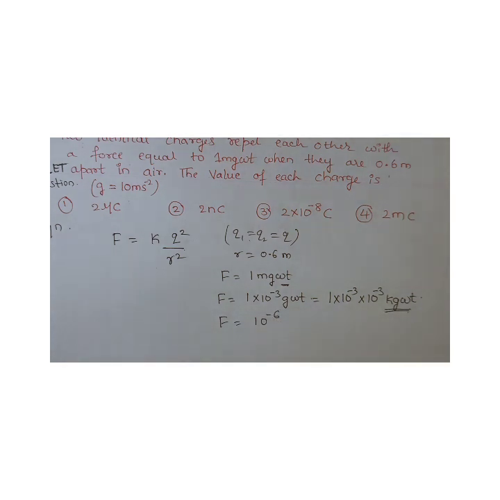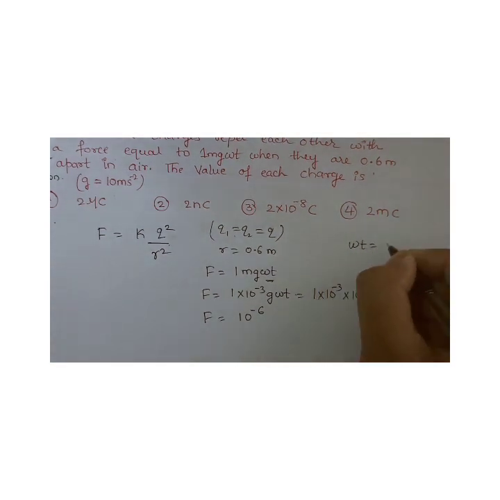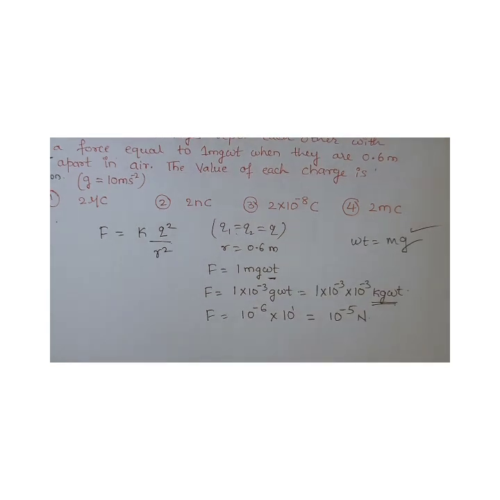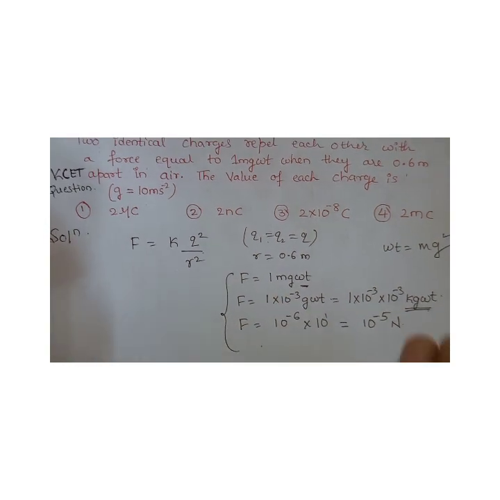How to convert kg weight into Newton? Weight is equal to what? M into G. Here you multiply by G, the acceleration due to gravity. How much is the acceleration due to gravity given? 10. So what you are going to write? 10 raised to minus 6 into 10 gives 10 raised to minus 5 Newton. Okay, so this was all about F.